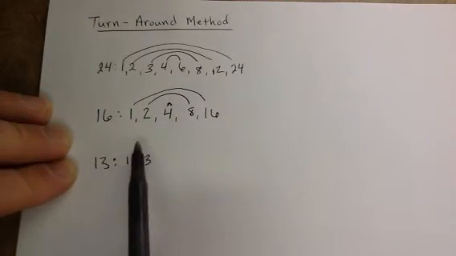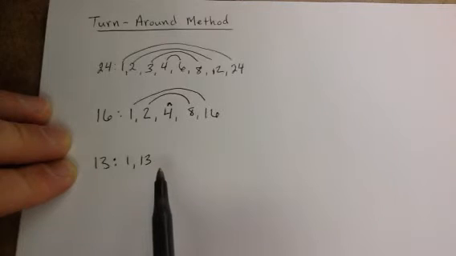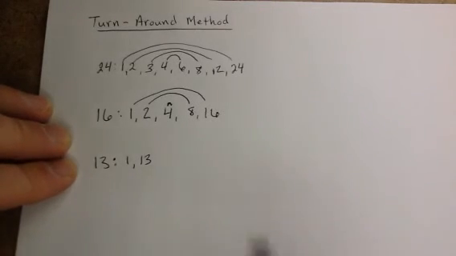Now in a case like this, you notice we did not use the turnaround method, but we still used our rules of divisibility. Okay? Hopefully this video helps you understand a little bit more about the turnaround method.